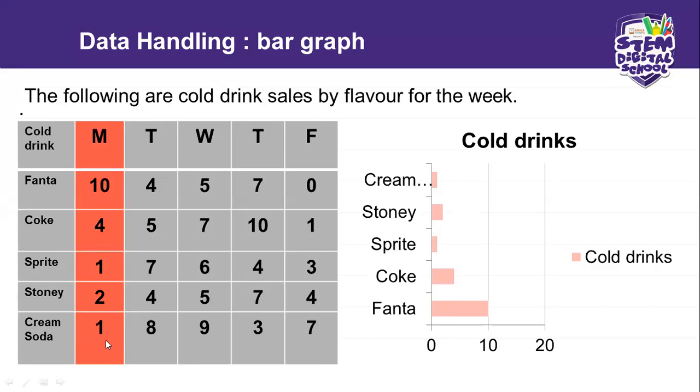On Monday, 1 cream soda was sold. We go back to our graph there. There's our cream soda, and then how many? The table says 1. And then when we count, there is 1. We go up our graph. Where 1 meets with cream soda, we make a bar there. So that is our bar graph.